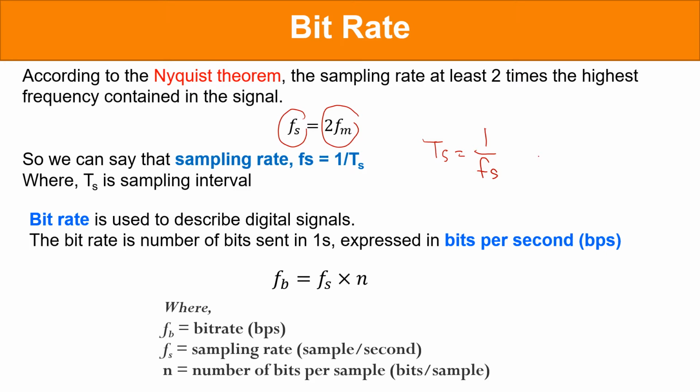So the bit rate is used to describe a digital signal. The bit rate is the number of bits sent in 1 second and is expressed in bits per second. So the bit rate Fb is equal to Fs times n.